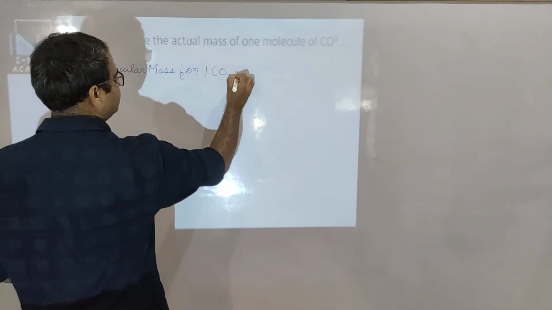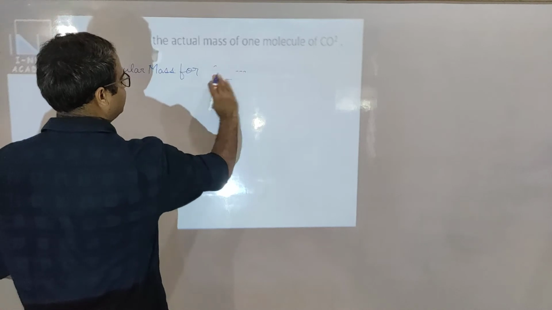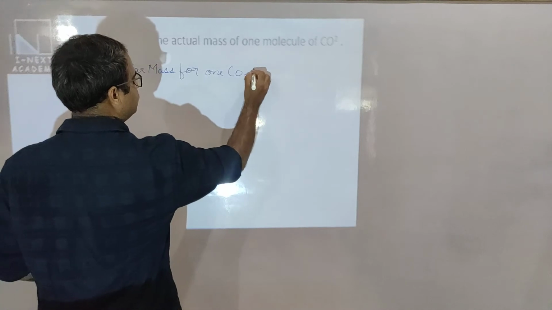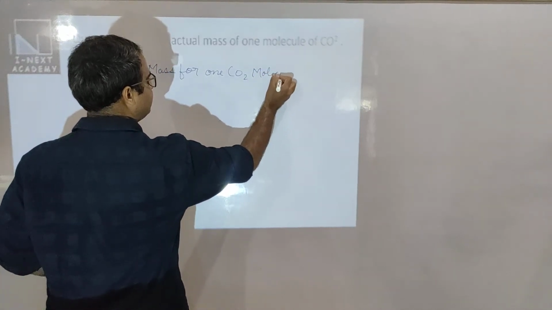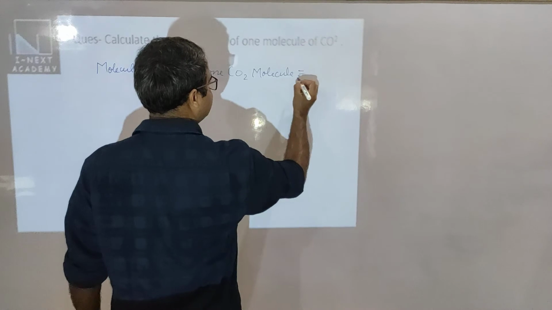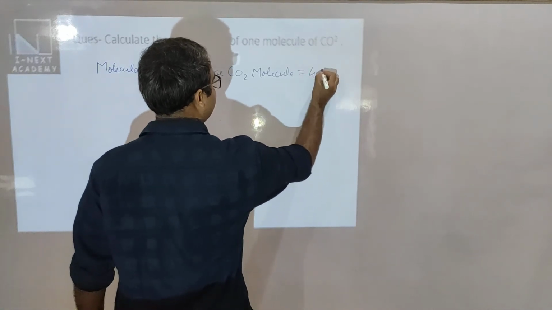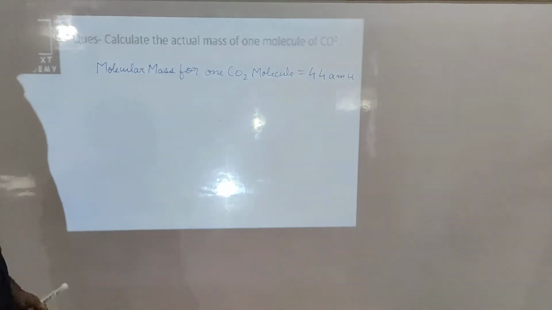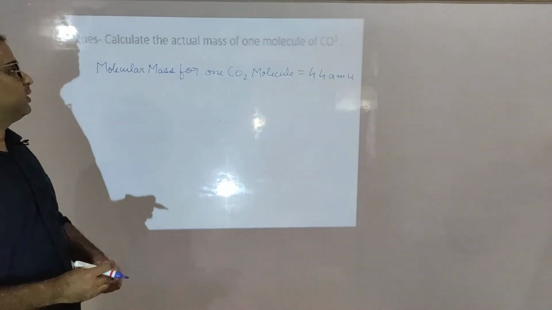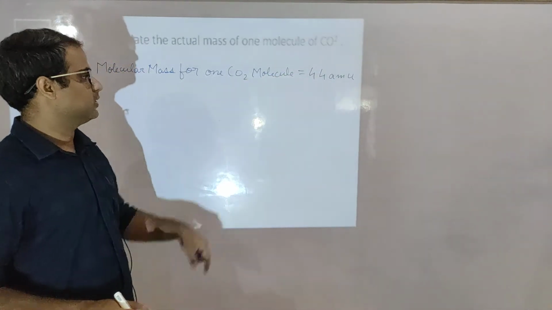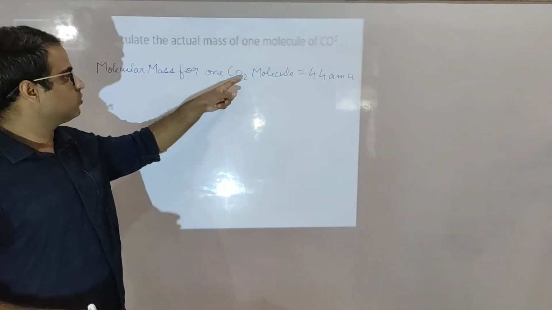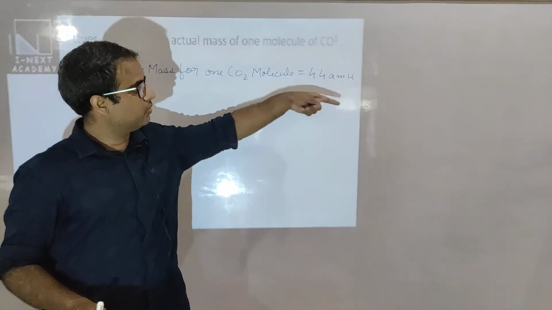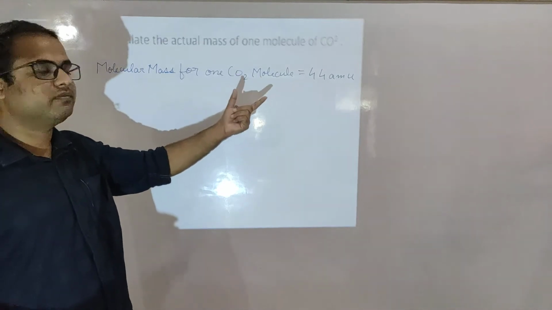We know that the molecular mass for one CO2 molecule is 44 AMU. See, this molecular mass is in AMU, and now we have to calculate the molecular mass in gram. We have to convert this AMU into gram, and we will see the exact value.